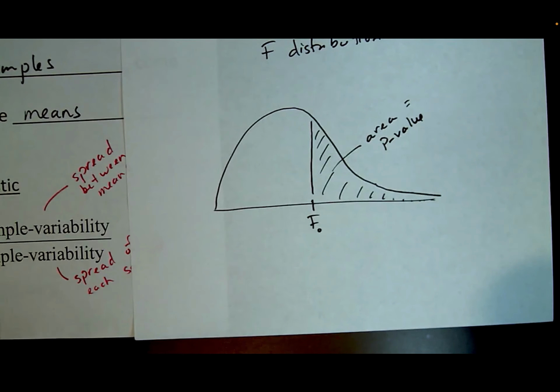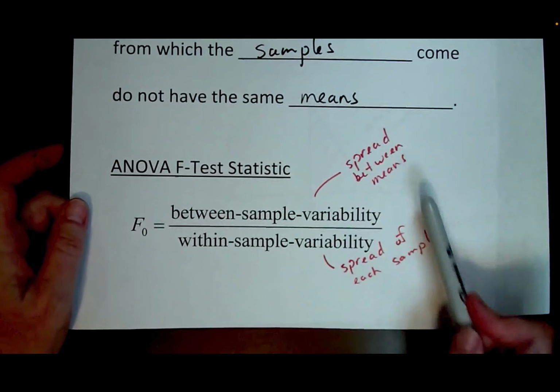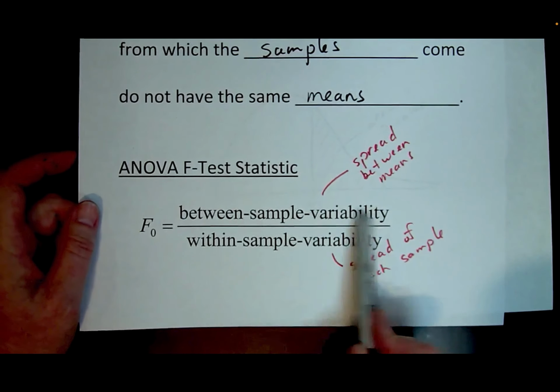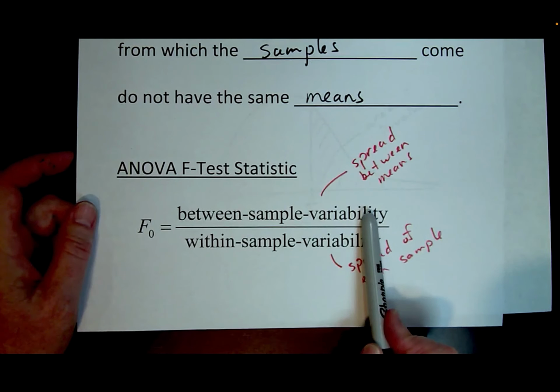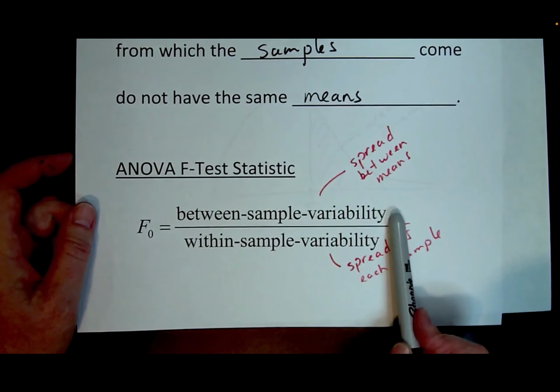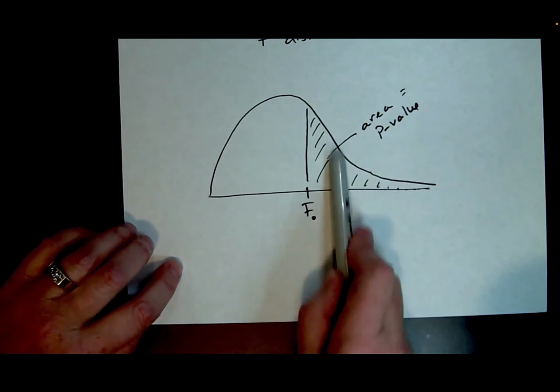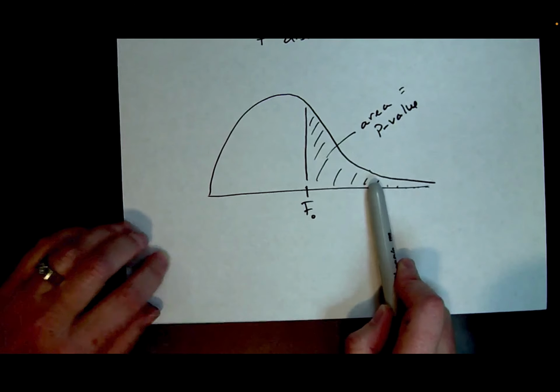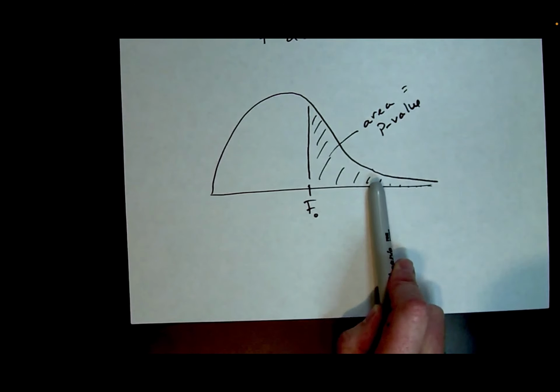And notice that, so we said if the means are more spread out compared to the spread of each sample, you're less likely to have the means all be the same. A bigger number up here gives you a bigger fraction, right? Bigger numerator gives you a bigger fraction. So if this was bigger, that would move F naught to the right a little bit, so you'd have less area, less p-value, and a smaller p-value means you're going to reject the null hypothesis. You're going to reject the hypothesis that the means are all the same.